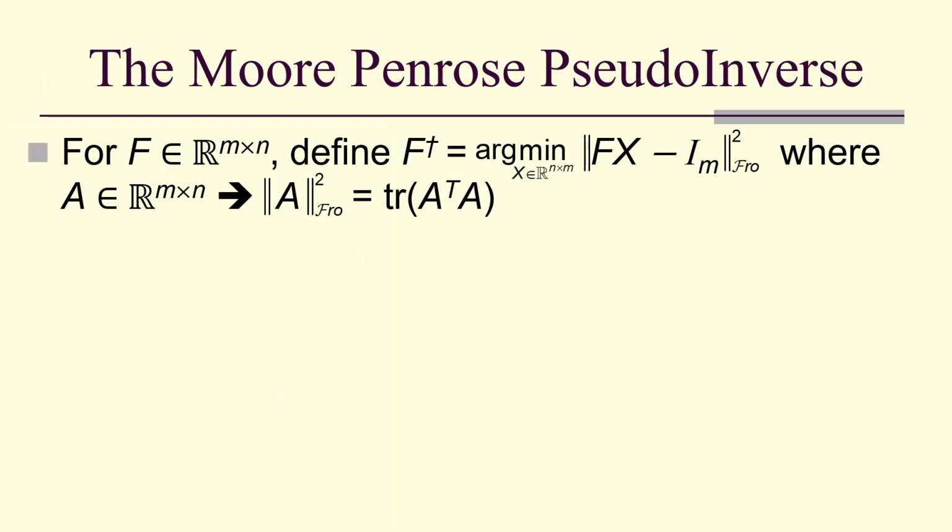Let's look at the Moore-Penrose pseudo-inverse. For a matrix F, an n by n matrix, we define F dagger to be the argmin over the Frobenius norm squared of Fx minus the identity matrix, where for any A, the Frobenius norm squared is the trace of A transpose A. Sometimes the Frobenius norm is called the trace norm. Notice that we define this F dagger as an algorithm, a minimization of a quantity.